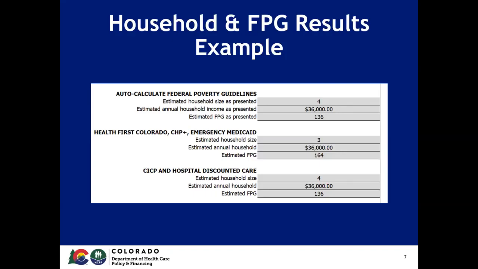For Health First, CHIP, and emergency Medicaid, it looks like one of those household members was determined to not likely be included on their taxes, which is how that section is coded. So you can see that FPG actually went up. And then the bottom one for hospital discounted care matches the first one, but that one may also be different from that first one as well, just depending on the household members and who is included in there.